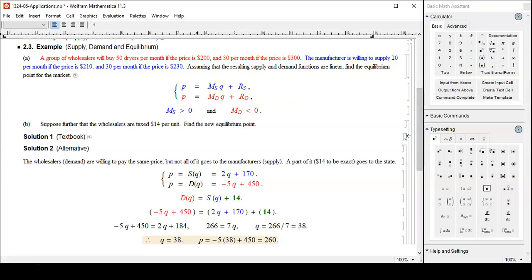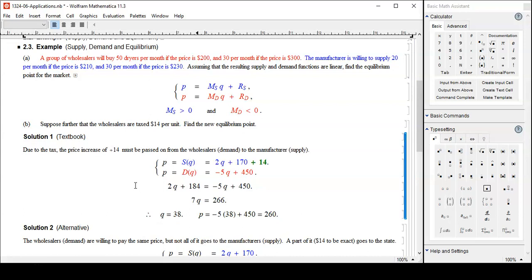So there are two ways. One is somehow if you have taxed one party, it has to be passed on to the other. Why? It's hard to explain, but that's the way it is. And then go ahead and solve it. Why not plus 14 here? Because after all, taxes are paid by the wholesaler, the demand. Why pass it over to here? That part is a bit unclear.